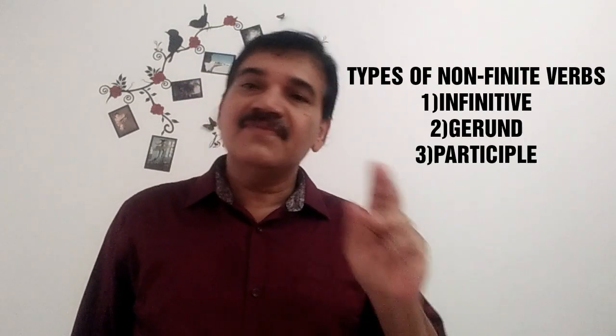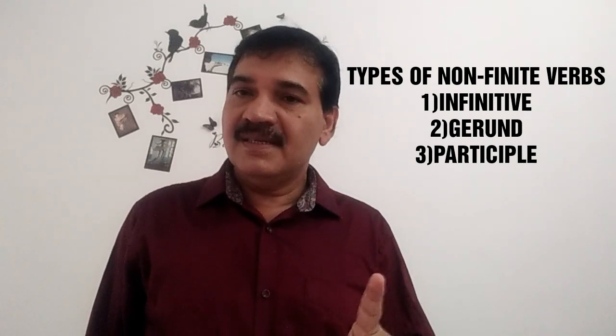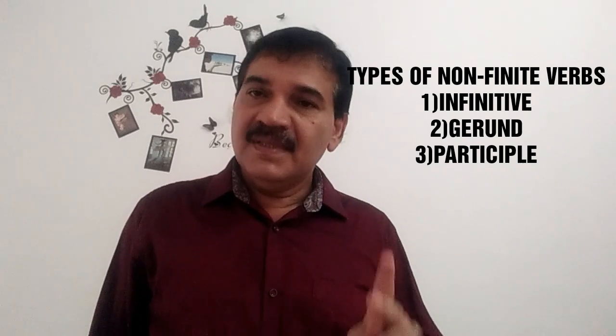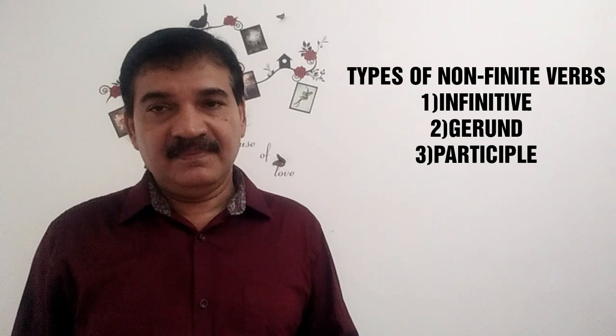Now let's discuss non-finite forms of verbs in detail. There are three kinds of non-finite verbs. One is infinitive. The second one, gerund. And the third one is participle. Let's start with the infinitive.